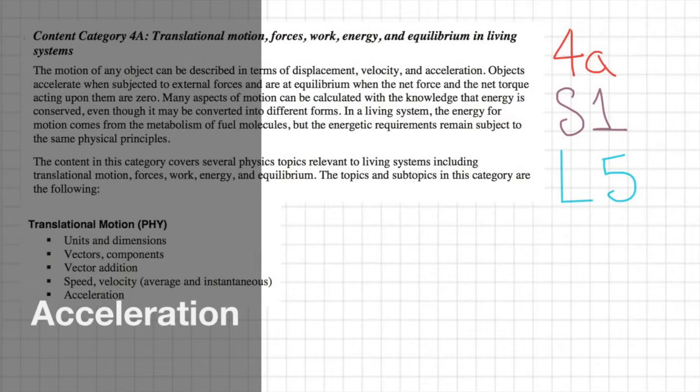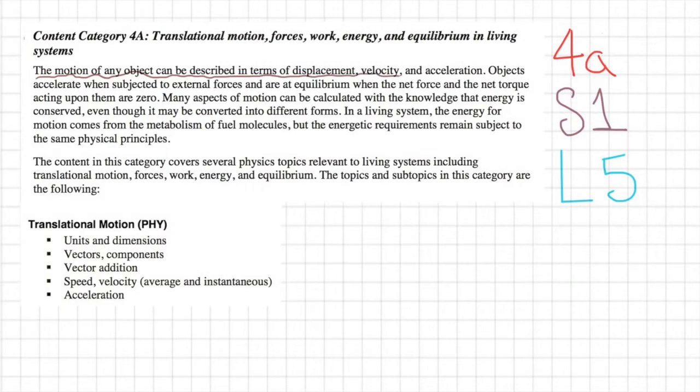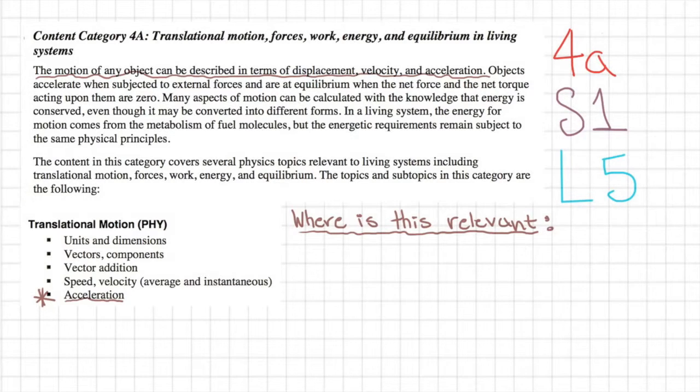So we've made it to our lesson on acceleration, and as always, we'll start with the passage. The motion of any object can be described in terms of displacement, velocity, and acceleration. So it's a good place to start, and then we should ask ourselves, where is this relevant to living systems? So let's give a few quick ones.